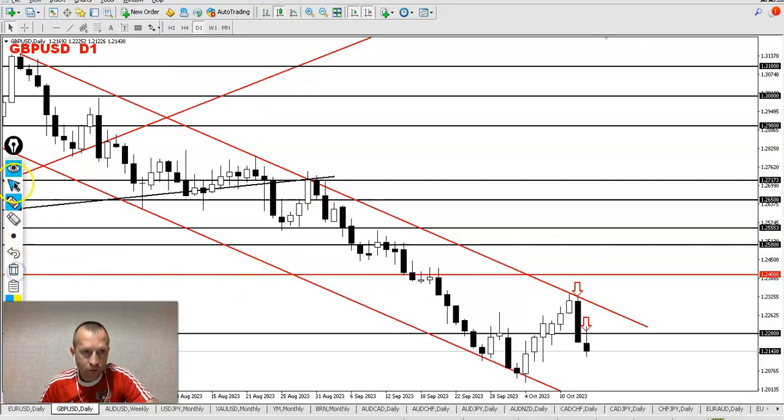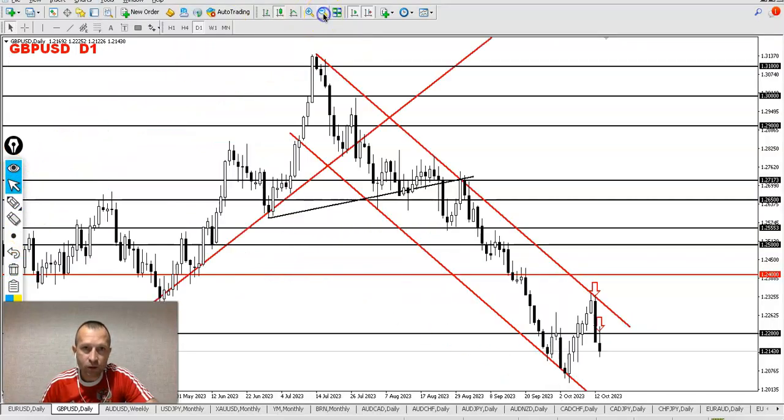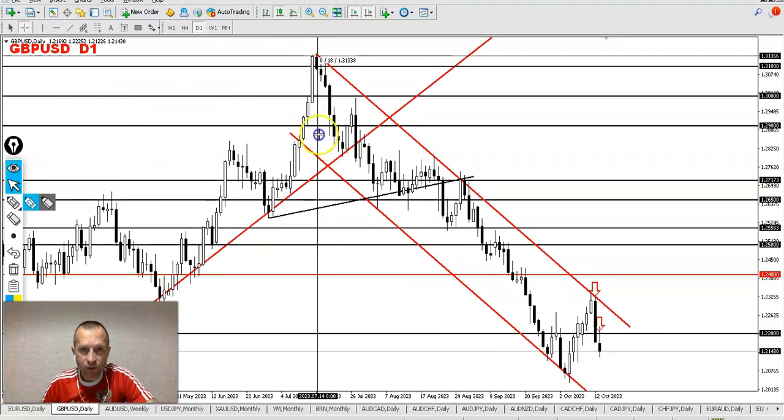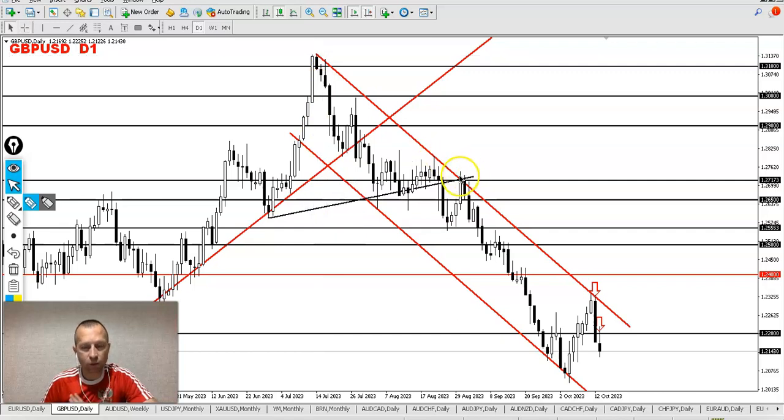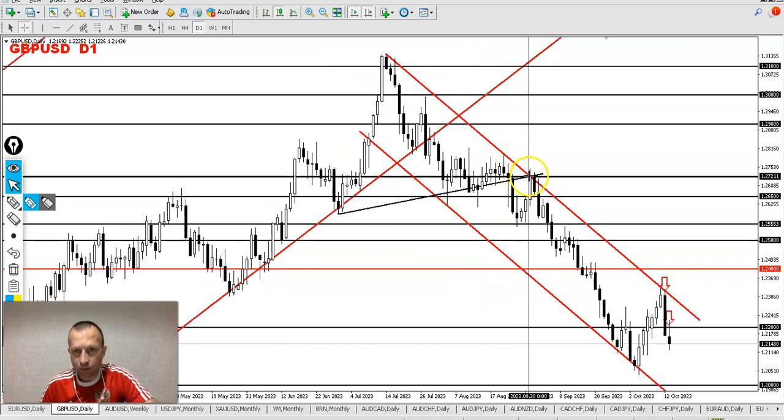What is the pips? Let's also measure the target from the head to the neckline. It's 500 pips, more than EURUSD. Remember, it was 400 pips. Here we had 500 pips because GBPUSD is more volatile compared to EURUSD. That's the point. And let's measure now how much. It's 670 pips roughly, guys. It's a lot, yeah.